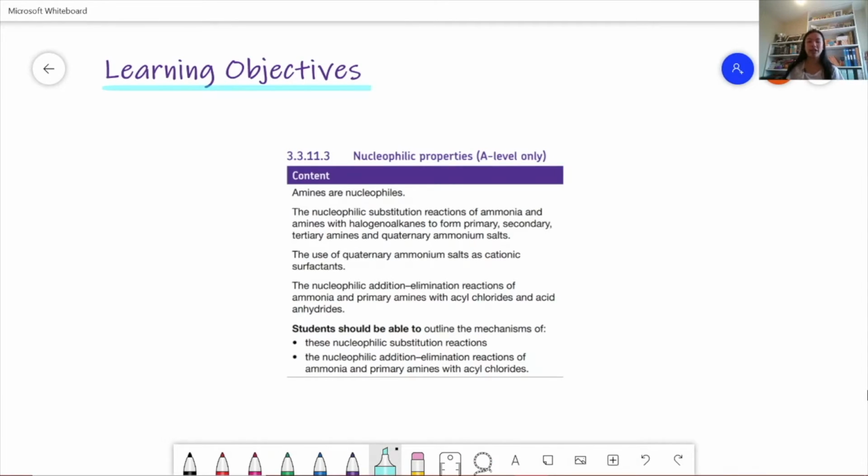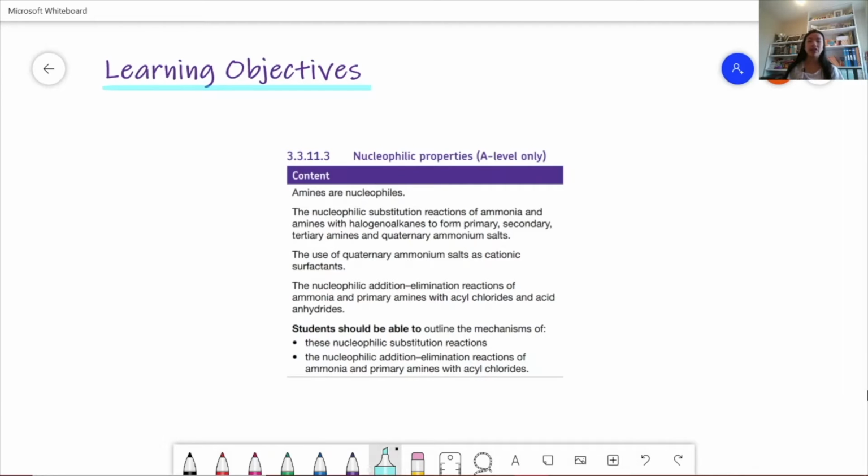Here are today's learning objectives. The first is to know that amines are nucleophiles, and then to look at the nucleophilic substitution reactions of ammonia and amines with haloalkanes, and this is to form primary, secondary, tertiary amines and quaternary ammonium salts. We're then going to look at the use of these quaternary ammonium salts as cationic surfactants.